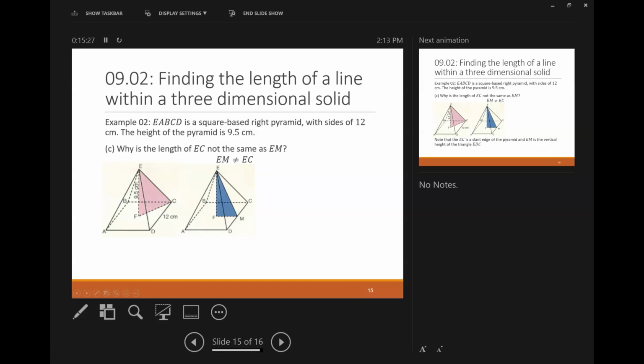But what Mark said here also, I think, is a good explanation as well. EF is the same in each of these two triangles, the pink one and the blue one, but FC and FM are different lengths, so the hypotenuse of each of those triangles definitely have to be different lengths. Everybody agree with that? You know, that's fairly commonsensical, right?